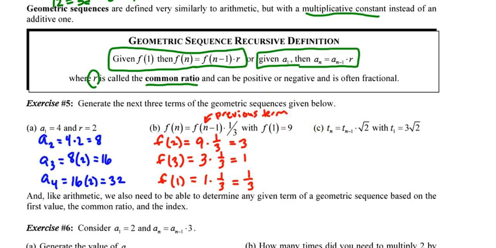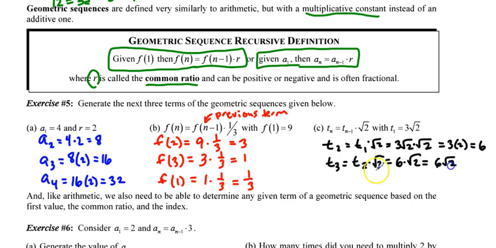So we're exposing you to several different notations here. This one is using t sub n, and it is found by taking the previous term times the square root of 2. Okay, so there we have the second, third, and fourth terms of that sequence.